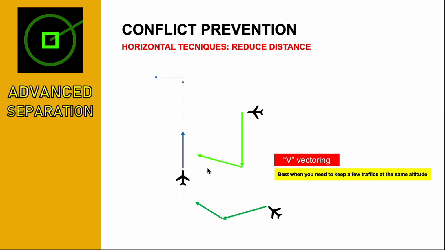So this option, the V vectoring that you saw before when dealing with emergencies, and you're going to see after when sequencing, is the best when you need to keep a few traffics at the same altitude. For some reason or the other, you need a few traffics in the same altitude and you need to reduce distance. The V vectoring is the best method.